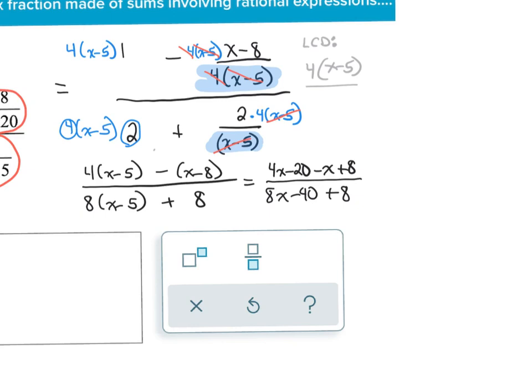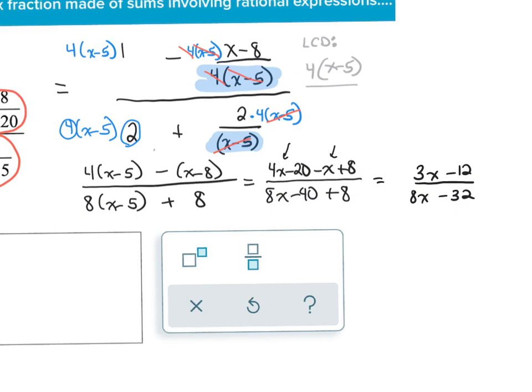So now I'll go ahead and simplify this. On the top, I have 4x minus x, like terms, this one and this one. So I get 3x. Minus 20 and positive 8 is minus 12, all over 8x, that doesn't combine. But then I have negative 40 plus 8, that's minus 32. So now we at least have one thing on top and bottom.